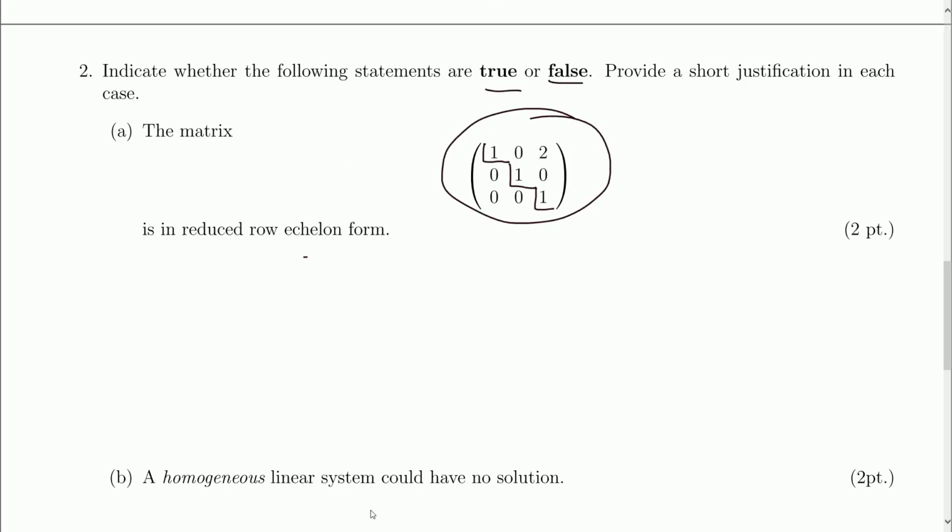And so what else do we need? We need leading ones rather than just leading terms or leading pivots. They have to actually be ones. Well, we've got those ones. They form a staircase. There aren't 0 rows to put at the bottom, so we're fine. And then what's the final condition for reduced row echelon form as opposed to row echelon form? Your leading term has to be the only thing in that column that isn't 0. And that works fine up until this last one because he's got a 2 here. So, false.